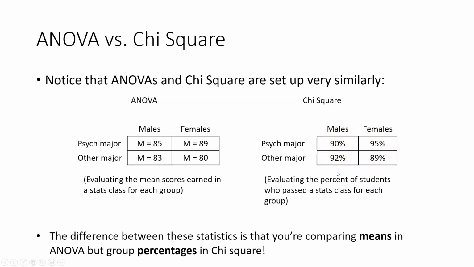Now I have to define here what I mean by percentages, because one might say that these scores right here that are obtained look an awful lot like percentages. Somebody might be getting 85% in the class, or 83%, or 89% in the class. Indeed, they could, and that would be appropriate to analyze using an ANOVA. So what do I mean by percentages here?